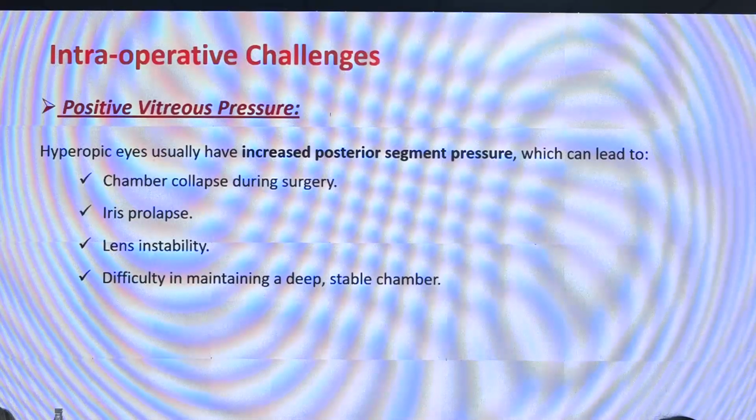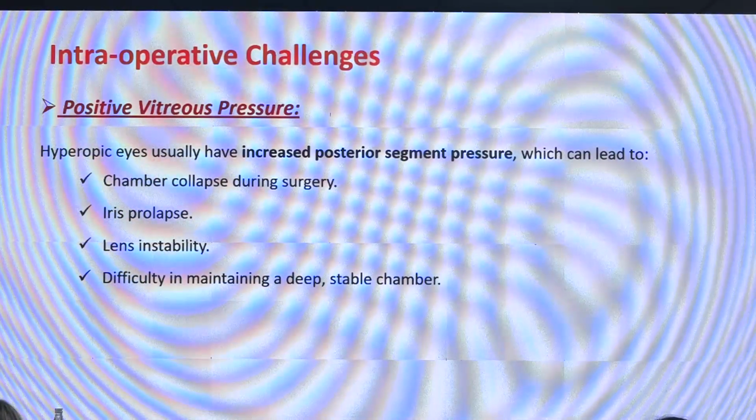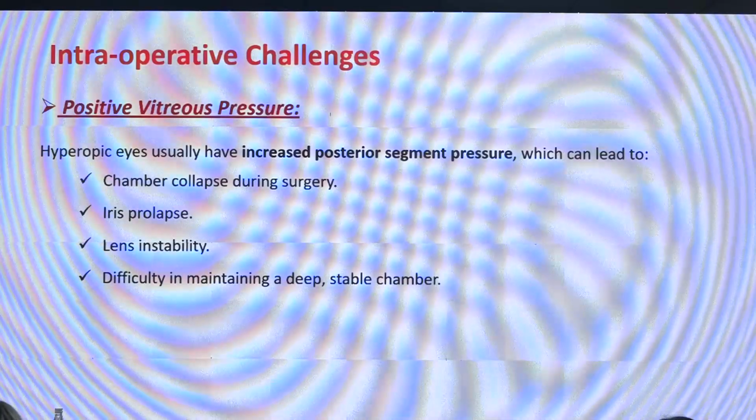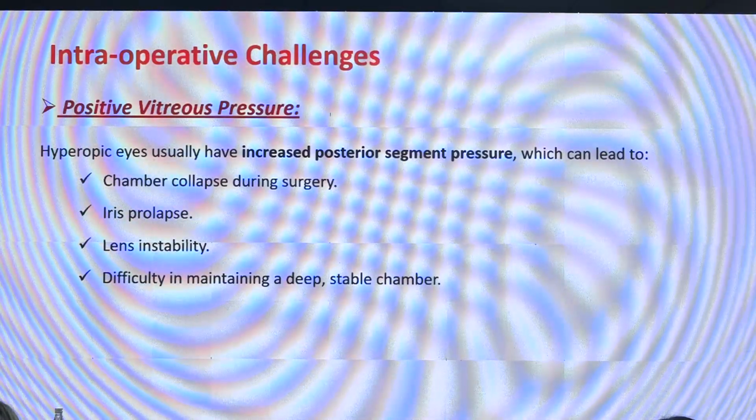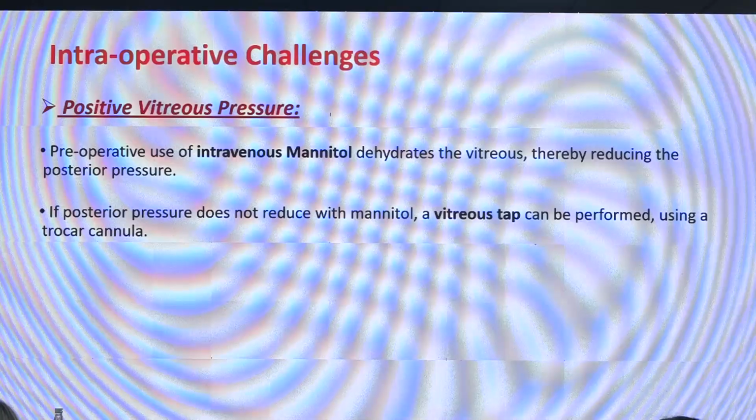Positive vitreous pressure is another problem with hyperopic eyes, which can lead to chamber collapse during surgery, iris prolapse, lens instability, or difficulty in maintaining a deep, stable chamber. So to counter the positive vitreous pressure, pre-op use of mannitol is advisable. It dehydrates the vitreous, thereby reducing the positive vitreous pressure. And if the posterior pressure is not reduced with mannitol, a vitreous tap can also be done using a trocar cannula or a simple 26 gauge needle.